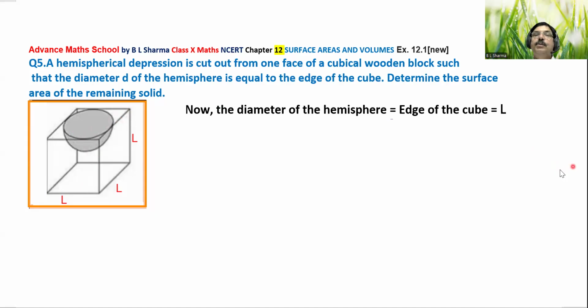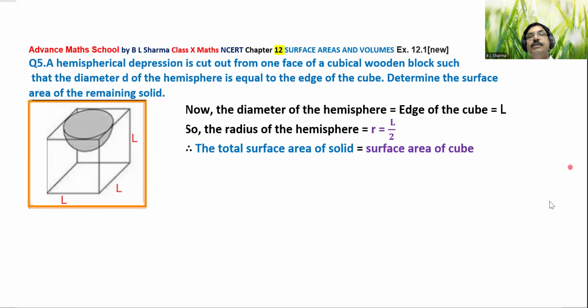So edge of the cube is L unit. So radius of hemisphere that is also L, मीन्स r, और r is equal to L upon 2. टोटल जो L है ये डायमीटर के इक्वल है, तो इसका आधा कर दीजिएगा, because diameter is equal to the edge. So diameter is twice of r, so twice of r is L, so radius is L upon 2.